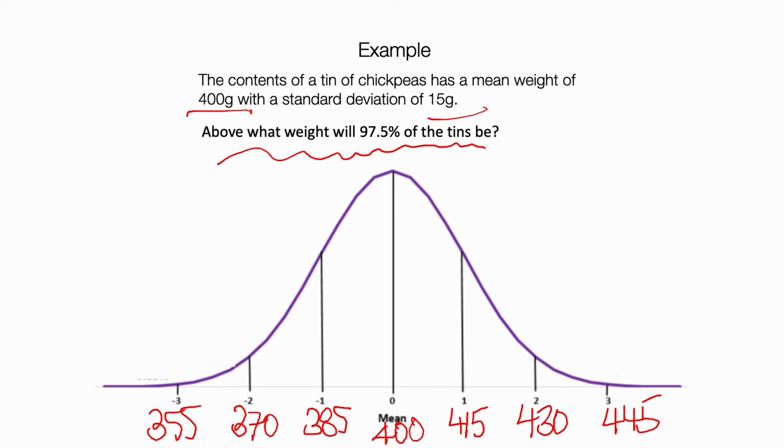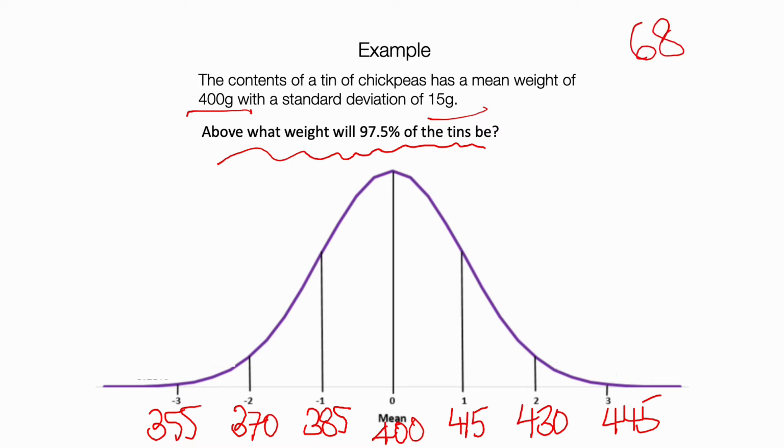So we are trying to look at above what weight 97.5% of the tins will be, so most of the tins. It's important to think carefully about what the question's asking so we know which side of the graph we're looking at, but we're going to be looking over this side because most of the tins are going to be above this weight. So we know that 68% of these tins will lie between 385 and 415, because of the numbers that are useful for us to remember.